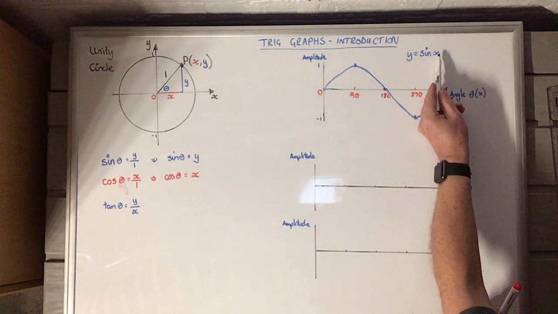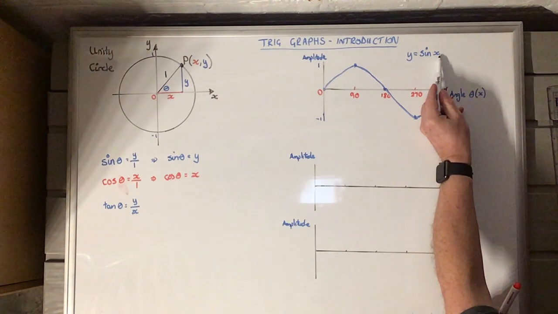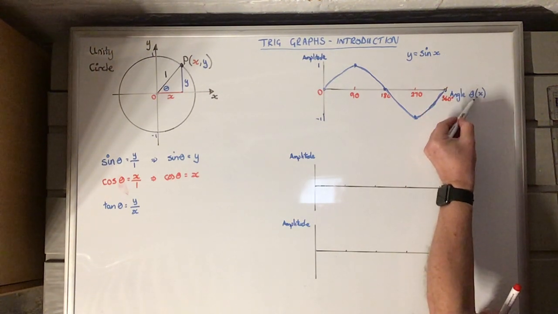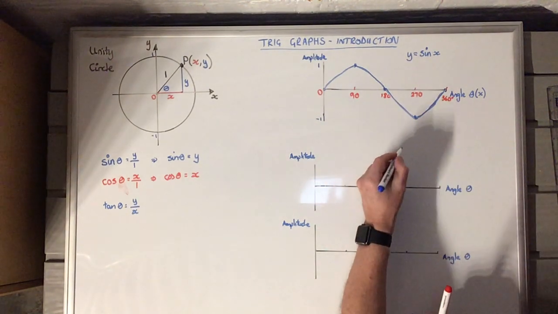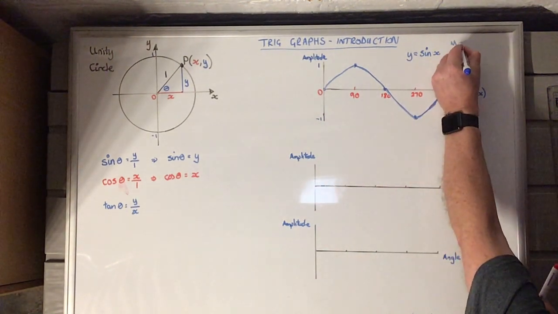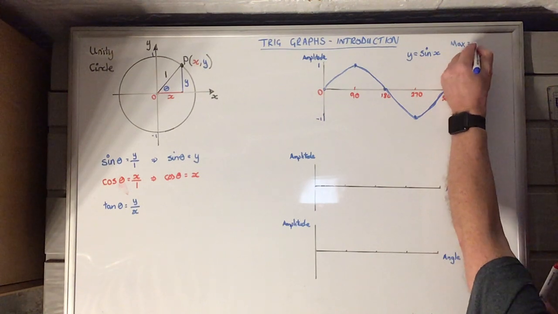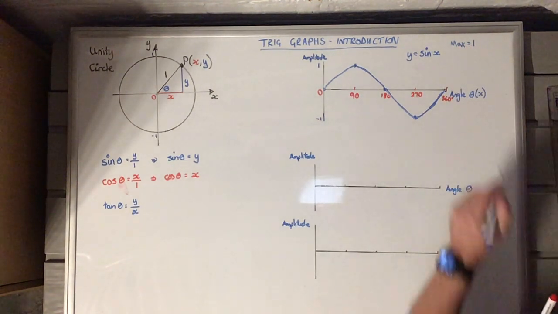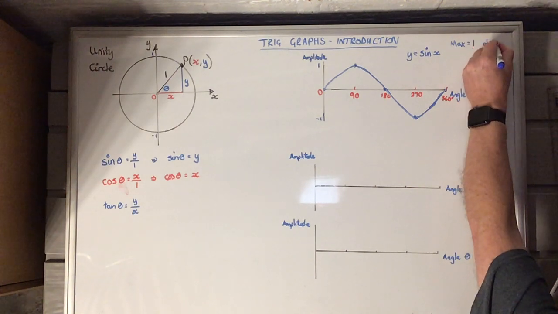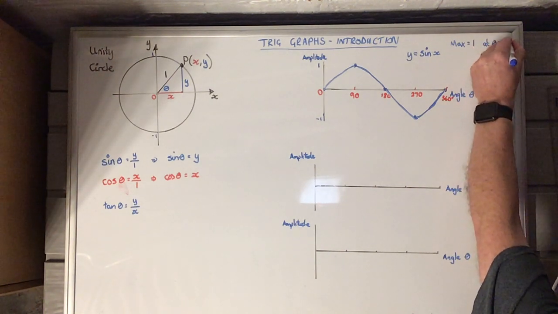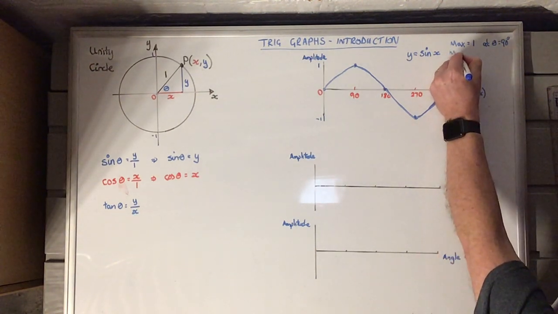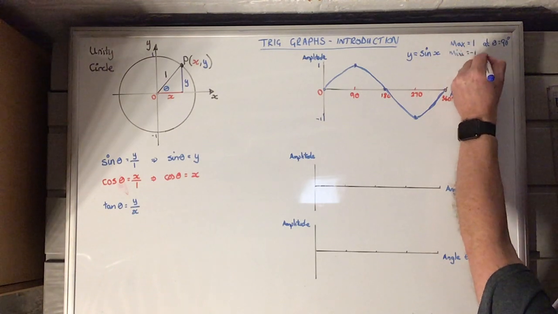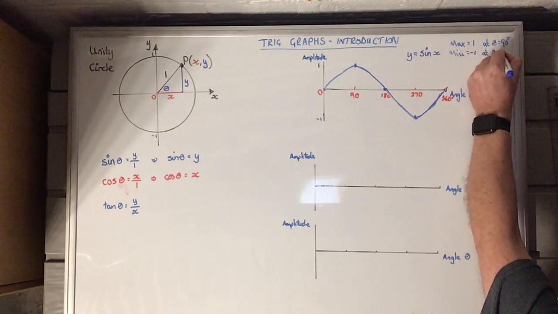But the x is not really the x-axis. Well, it is the x-axis in a sense, but it's really the angle. We're measuring an angle, so it's important that you remember that. So what are you expected to know? Well, the shape, the maximum value. You're expected to know the maximum value of a sine function is 1, and it occurs at theta equal to 90 degrees, or x equal to 90 degrees. You're also expected to know that the minimum value is -1 at theta equal to 270 degrees.